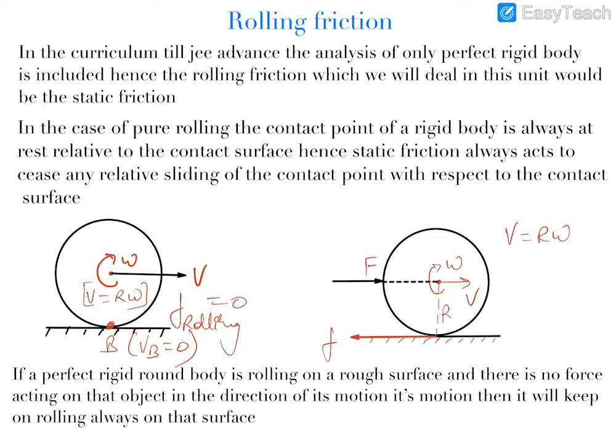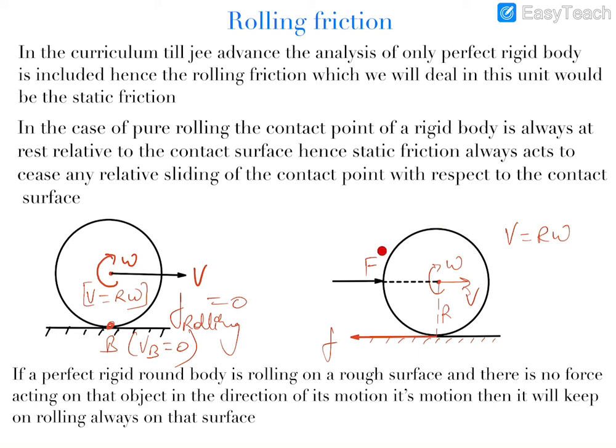So now what happens if we apply some force on that body, or we disturb the condition of pure rolling? In this case, you can see that there is a perfectly round and rigid body which is already rolling on this ground, with velocity v and angular velocity omega. So v is equal to r omega. Now we are applying some force which is passing through its center also.